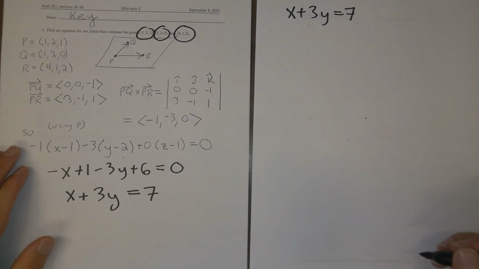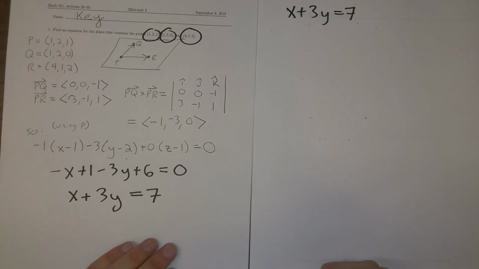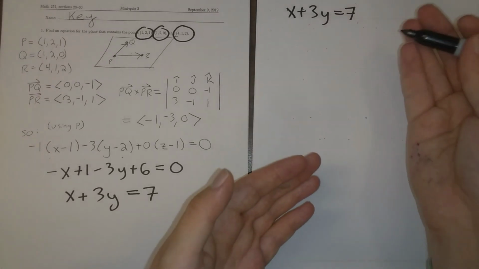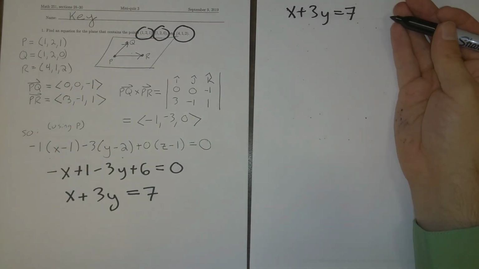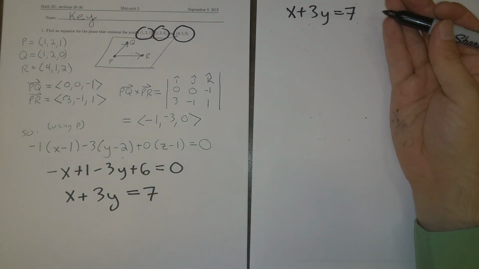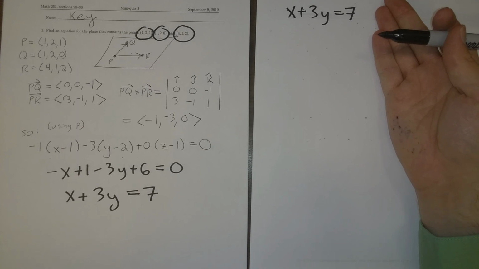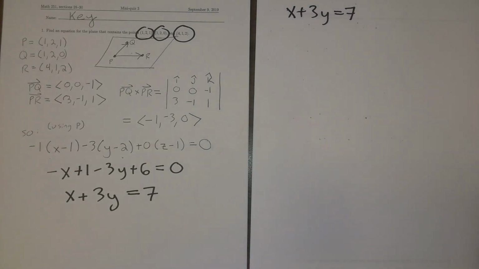All 3 points have to satisfy that equation. What do we mean that this is an equation for the plane? It means that when we plug in x, y, and z from points on the plane, it has to satisfy this equation.